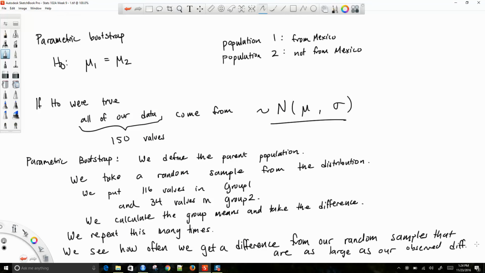Okay, so does that process make sense? So we are using the computer's ability to simulate random draws from a defined distribution, and we're going to draw 150 of these things. We're going to put 116 in one, 34 in another. Or you can just say we're going to draw 116 for group one, draw 34 for group two, and then we calculate the group means and compare those. Of course they're not necessarily going to be equal.